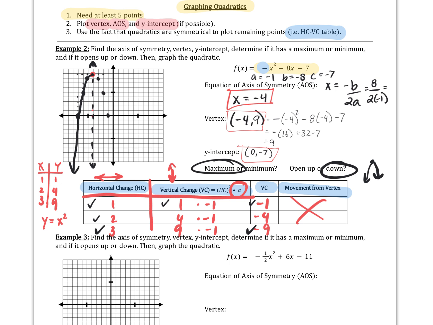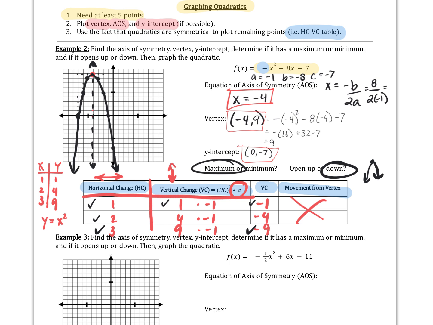Now you'll notice I should have a mirror image. So my axis of symmetry, and so on and so forth. And actually, I didn't draw this great because my y-intercept is (0, -7). So technically, I can graph this, and it's going to look something like that. Okay, that is your parabola.